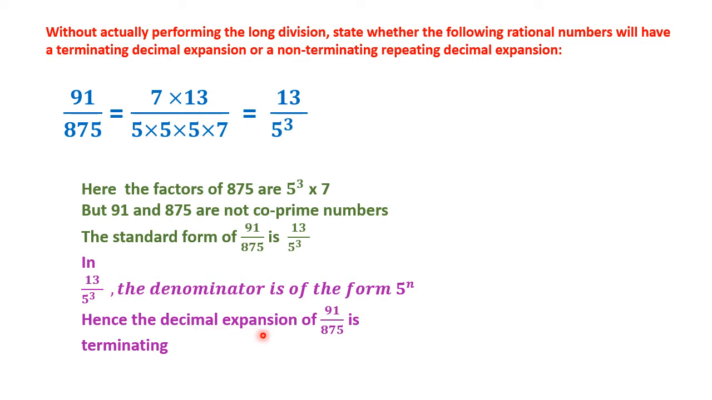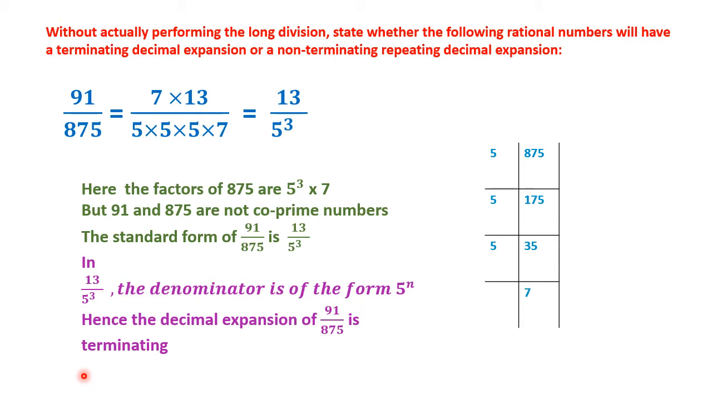Hence the decimal expansion of 91 upon 875 is terminating, because as the theorems 1.5, 1.6 and 1.7 altogether say, the denominator must be of the form 2 power n or 5 power m or 2 power m into 5 power n. So because of these theorems, this decimal expansion is terminating.